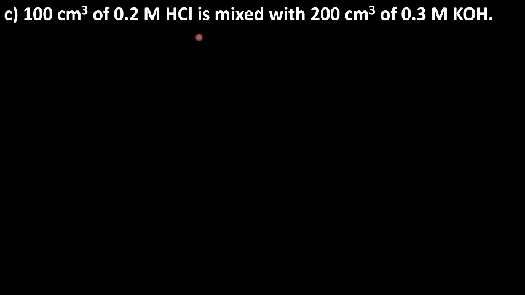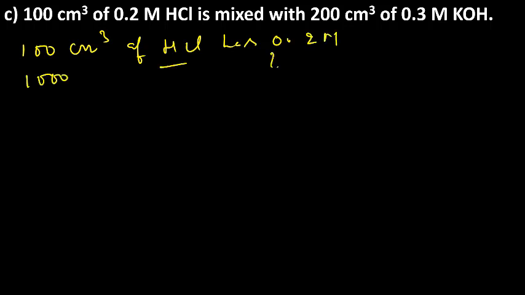Now the last sub question in the previous question is: how much heat is liberated when 100 centimeter cube of 0.2 m HCl is mixed with 200 centimeter cube of 0.3 m KOH? Here in this problem, the volume of acid and base are different. Not only that, the strength of the acid and base are also different. Therefore, we have to equalize their volumes and find the number of moles present in them. So here, 100 centimeter cube of HCl has 0.2 m. In 1000 how much? Therefore, this is 100 by 1000 into 0.2. This is nothing but 0.02 mole of HCl.